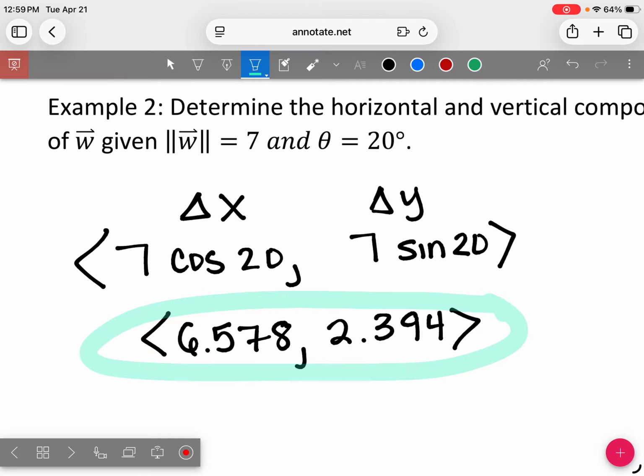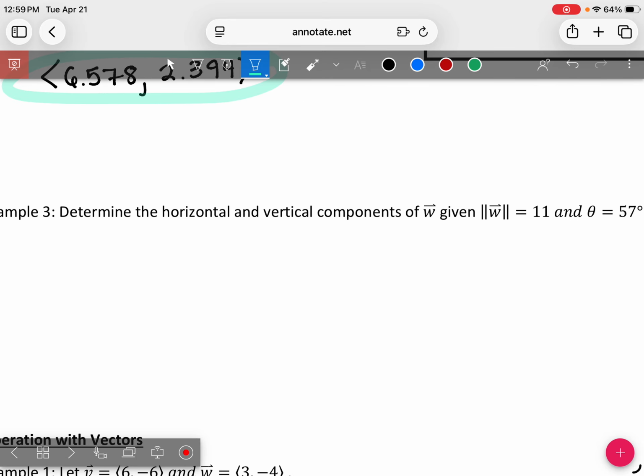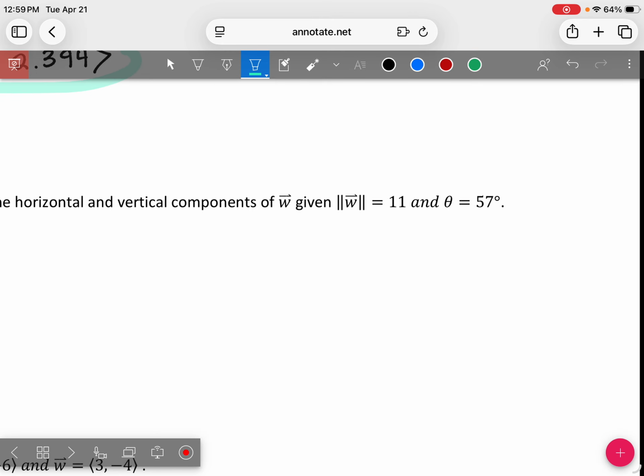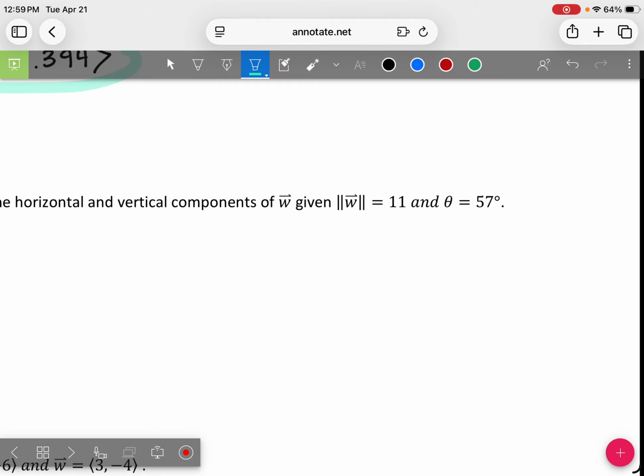All right, do example 3 by yourself. Example 3: find your horizontal and vertical components. The magnitude of vector W is 11. The direction is 57.